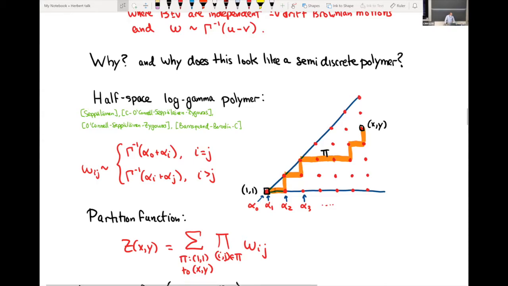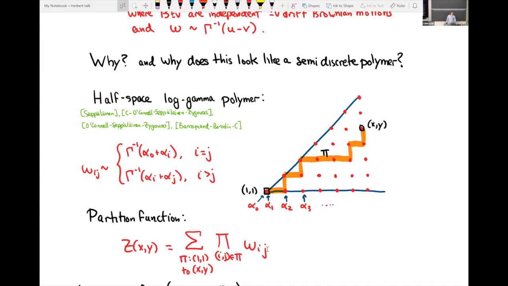So again, I sum over paths. This orange is representing one such path. I need to determine my endpoint, so I end at (x, y). I start at (1, 1). And then I take the product of the weights that I encounter. Of course, each product is a product of independent random variables. But when I take a sum over it, I get a rather complicated random variable.